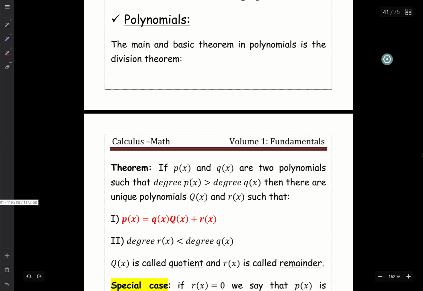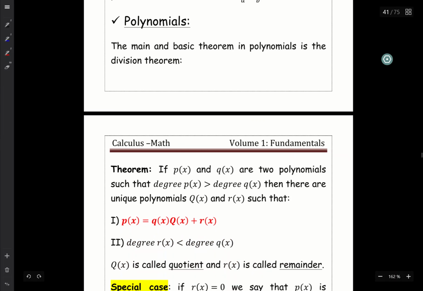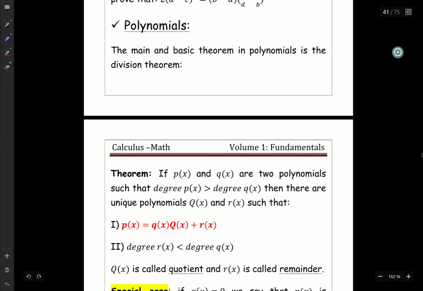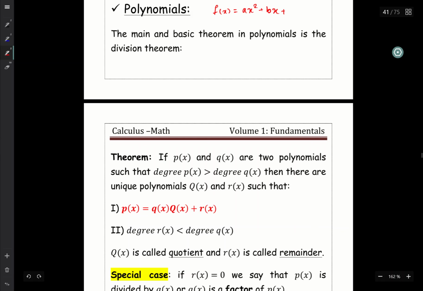Hello and welcome to this lecture. In this lecture, we are going to talk about polynomials. So far we talked about quadratic equations, and a quadratic equation was basically a second degree polynomial, right? f(x) = ax squared plus bx plus c.